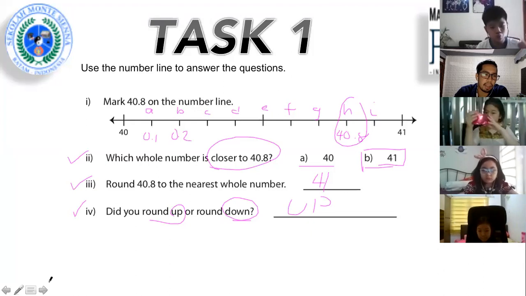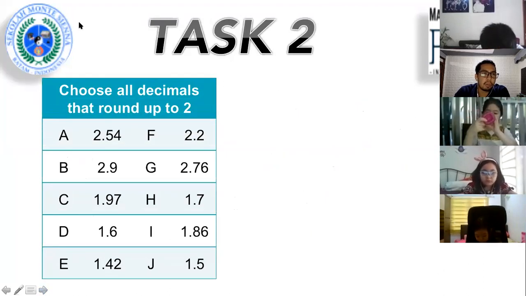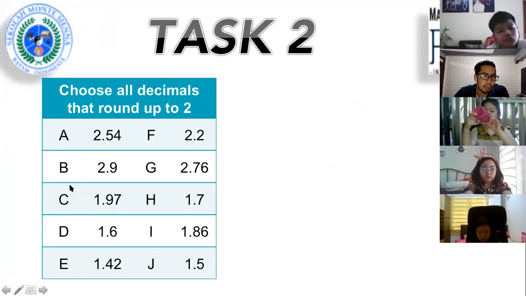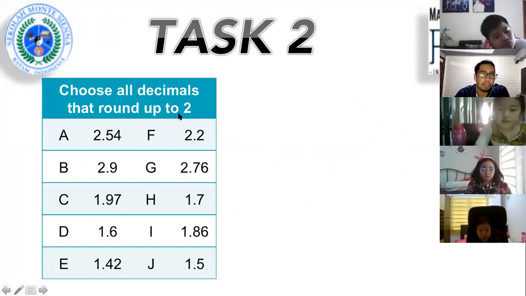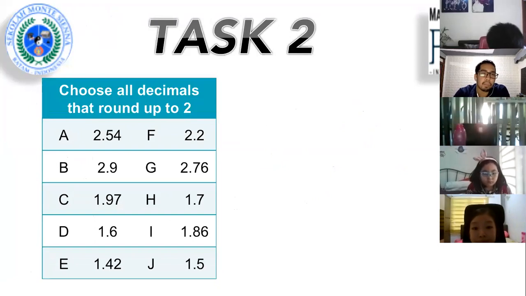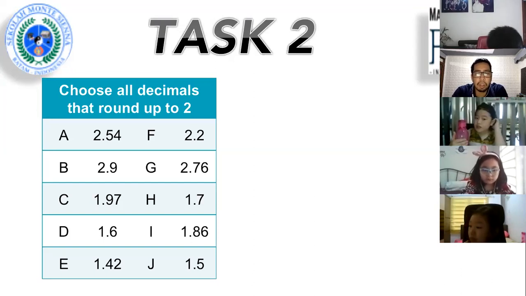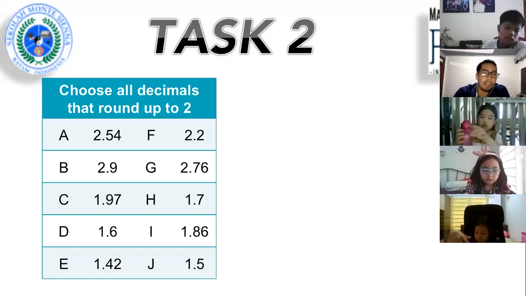Any question? None. For the next activity, this time we're going to do a matching game, or choosing. You're going to choose a letter whose decimals all round up to 2. You need to message me all the answers. Let's say if your answers are A, B, C, D, then you have to message me all the letters. It should be round up, up, not down. Round up to 2. Go. Choose all the decimals. Ricardo, you need to write only the letter. No need to input the numbers. I want to see all letters in one shot.